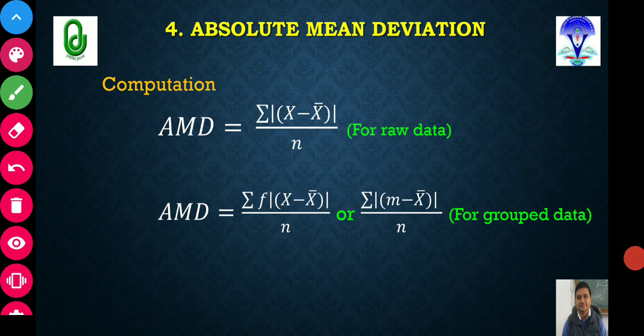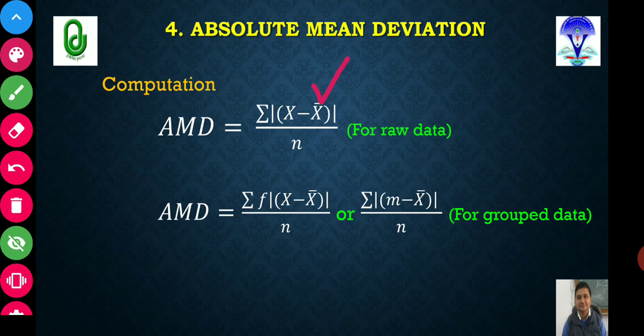Now coming to the computational formula. So this is the formula. You see, we have already discussed absolute mean deviation is equal to the sum of what? Sum of the absolute deviation from the measure of central tendency, that is mean. So here you can see that each observation is being deviated from the mean.